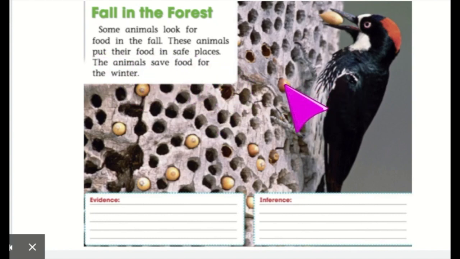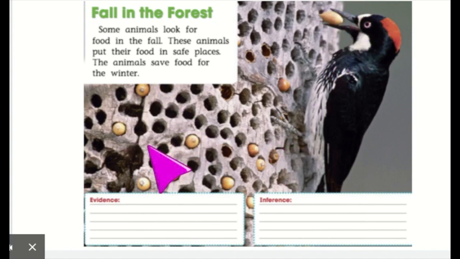I'm going to make the inference based on that evidence, plus that I see this bird putting some of these nuts in these holes, that this bird is saving some of this food and keeping it in a safe place for winter. So again, the evidence I'm using to make my inference is that I see these little nuts in these holes. I can see this bird putting the nut into the hole. And I read that animals put their food in safe places and save it for the winter. So those are all the clues that I used. And my inference is that this bird is saving up these nuts for the winter.